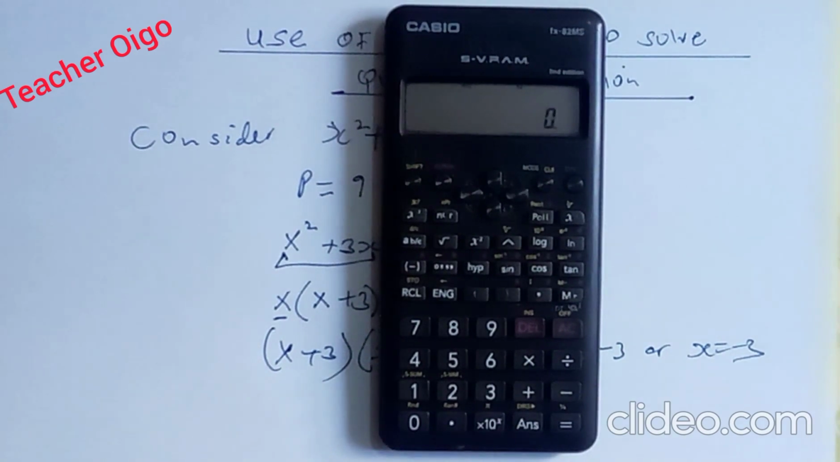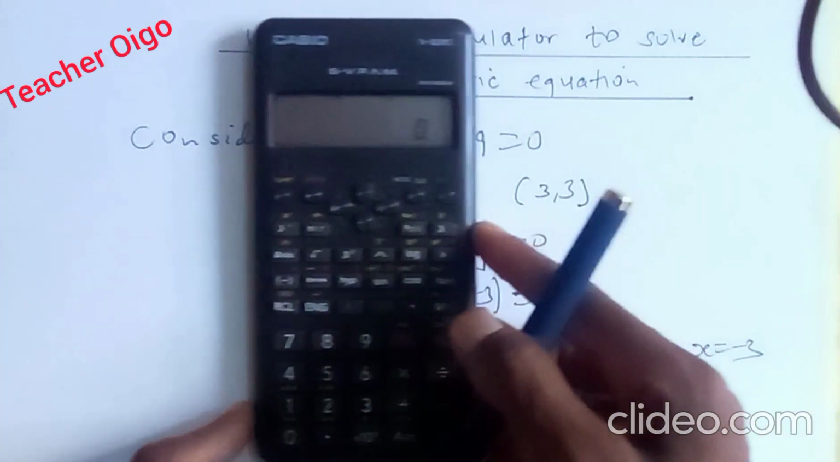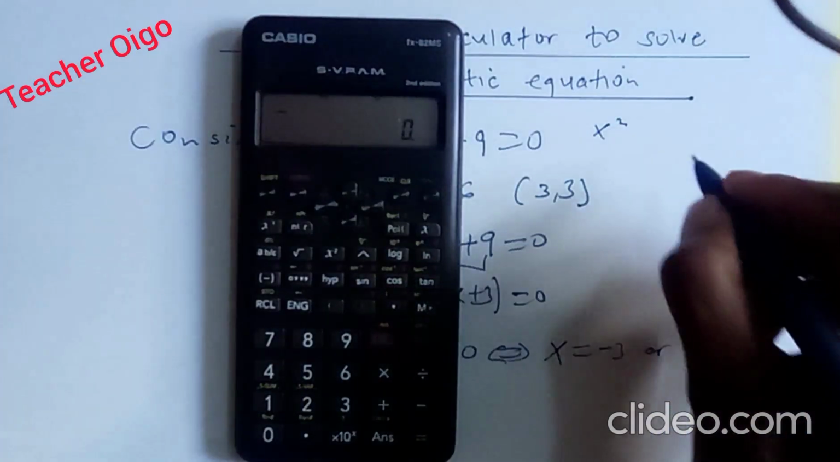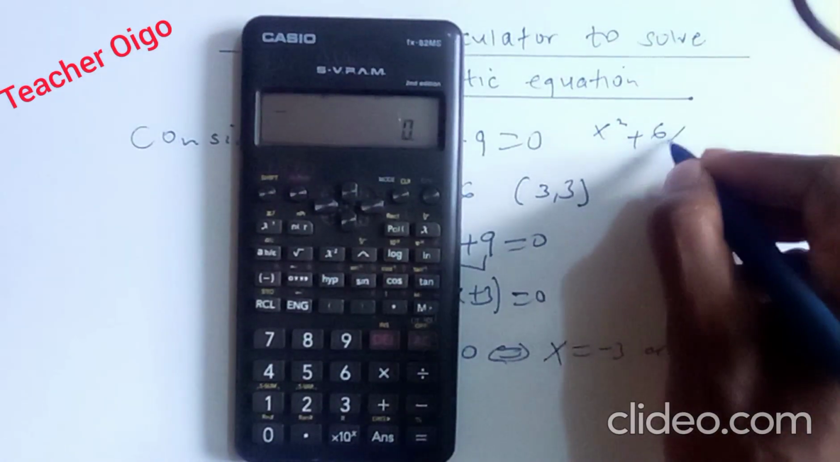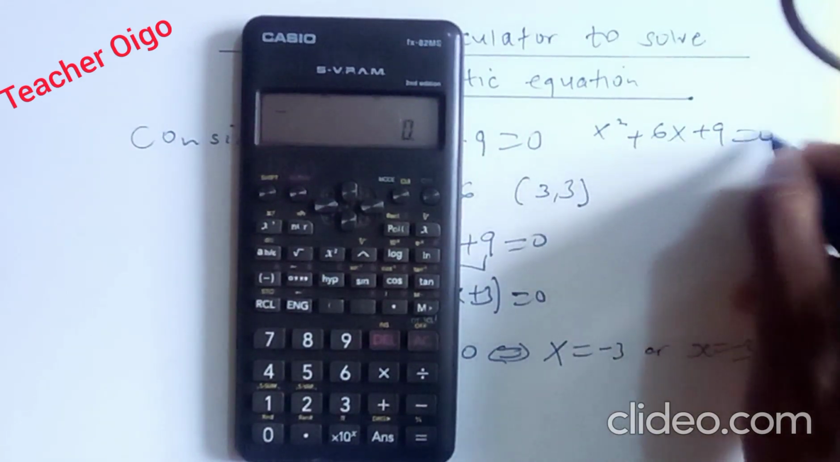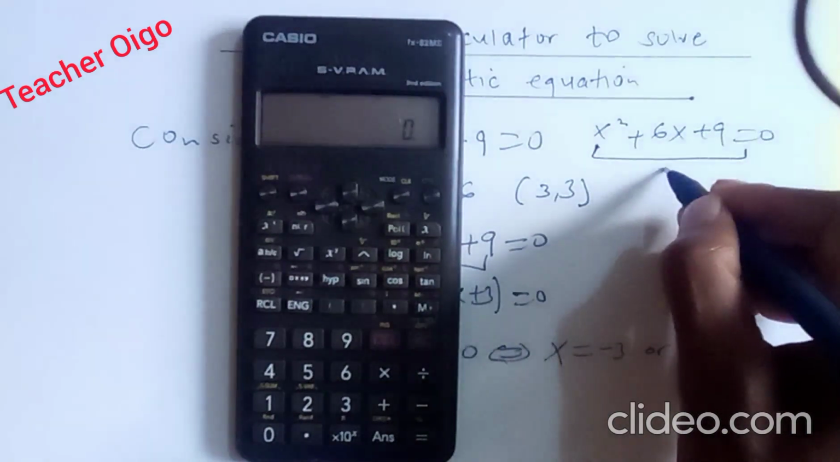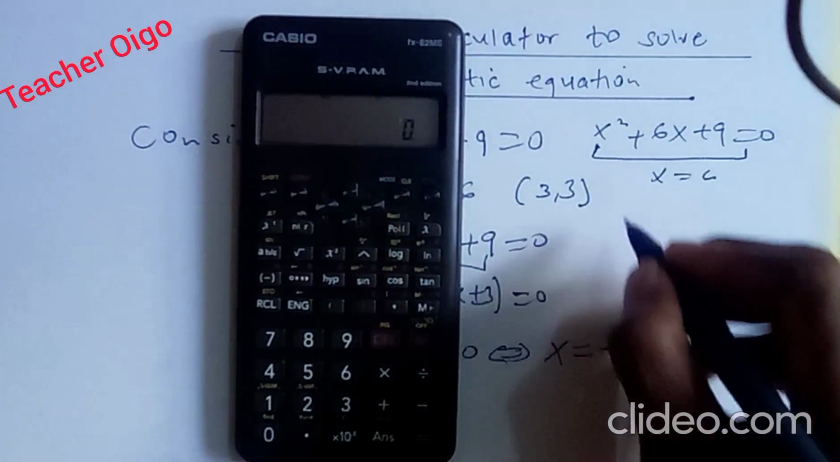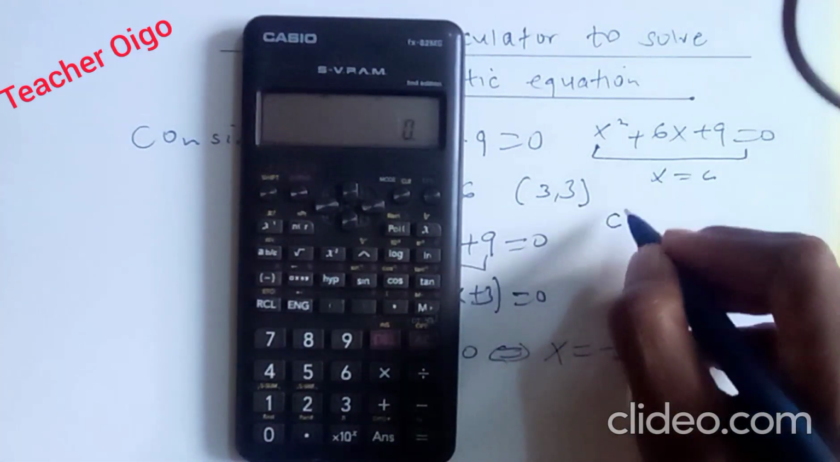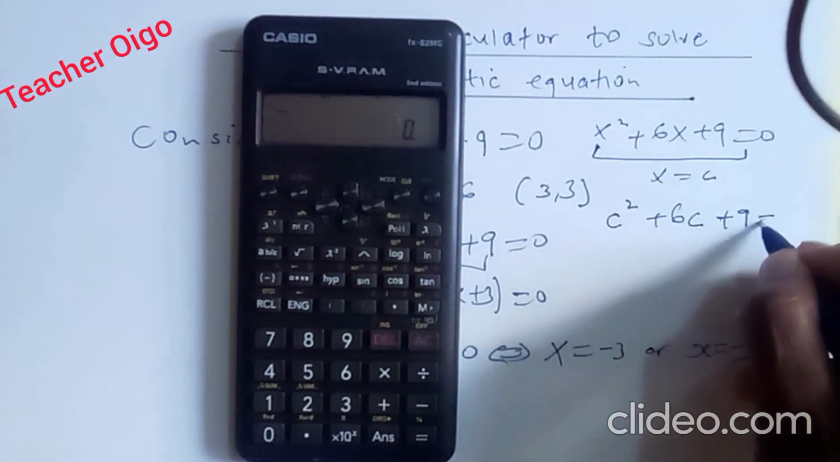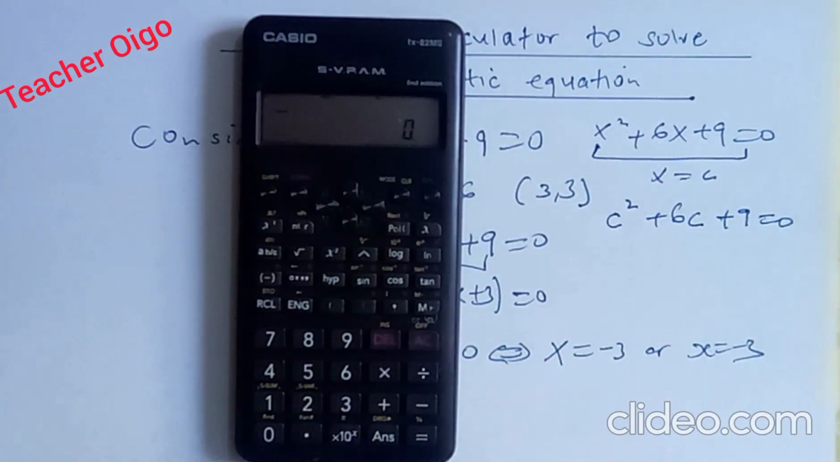The particular quadratic equation which we have is x squared plus 6x plus 9 equals 0. Now, to make it easier, I'm going to substitute this. Where there's x, I'll put c, so that my quadratic equation can be c squared plus 6c plus 9 equals 0. So this is the equation that I'm going to insert into my calculator for easy insertion.